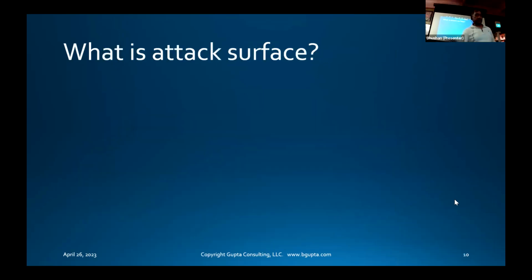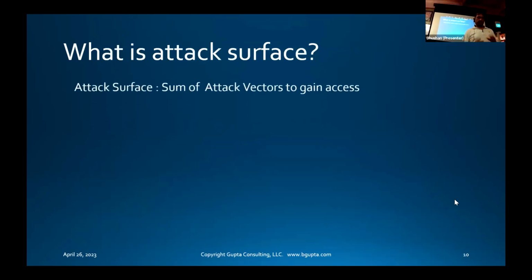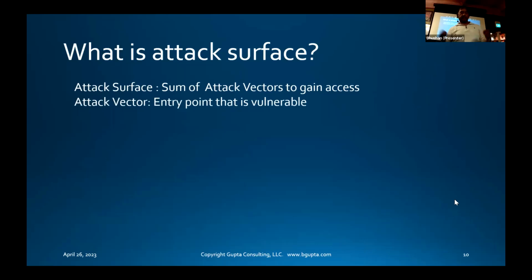Let's define attack surface. I showed you different entries in the house. If you take the sum of all those entries, that is your attack surface definition. All the points of vulnerability, all the entry points, is your attack surface. This is the ways a hacker can get access to your system. And another thing which I will define is an attack vector. That's a vulnerability, and it gets controlled by different things. We will talk about that.